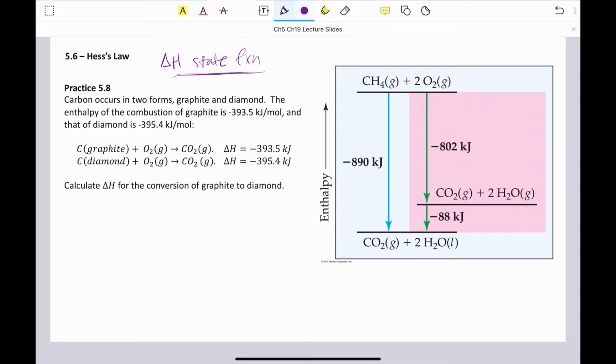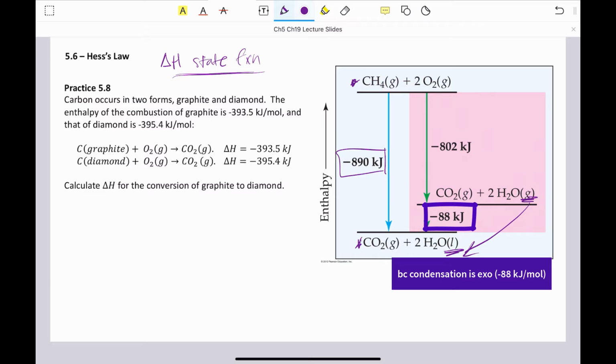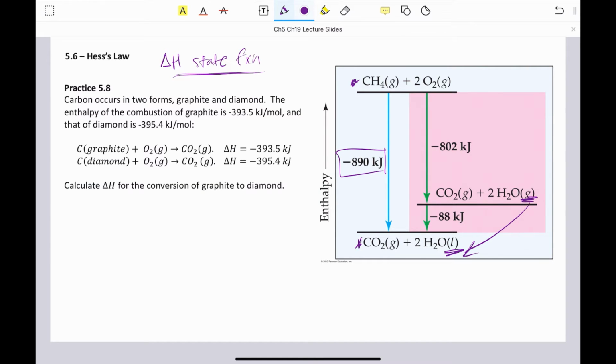And that's why I put this figure here, because it's the same thing. We can talk about the combustion of methane to produce CO2 and H2O as producing liquid water, or we could say that it produces gaseous water, and then that gas to liquid releases some energy, and then the total sum energy is the same. That's what the figure is trying to say.